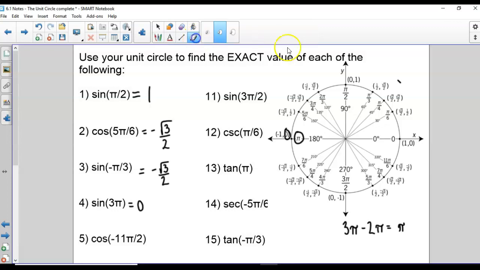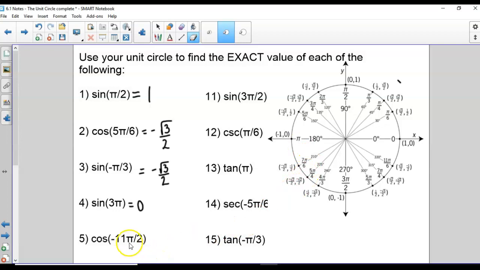Or the way that I usually do it is this. The way I think of it is pi is half the circle. So if I've got 3 pi, I just go, there's 1 pi, 2 pi, 3 pi, and just kind of count around for that.